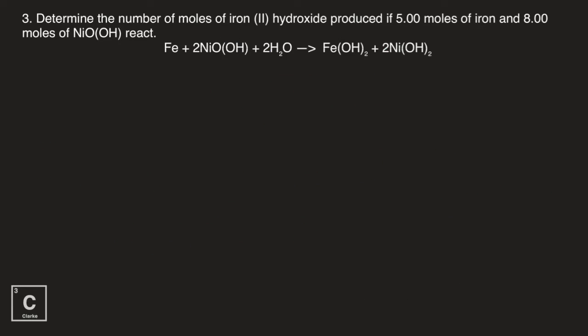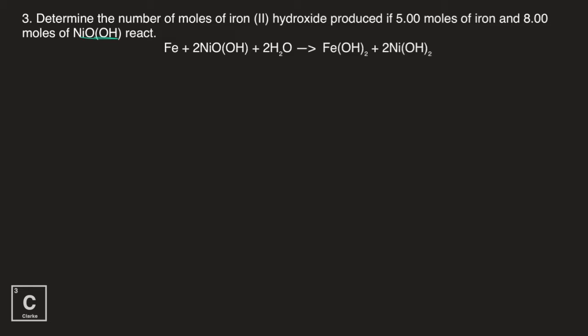Next question. Number 3. Determine the number of moles of iron 2 hydroxide produced if 5 moles of iron and 8 moles of nickel oxide hydroxide react. Y'all, I'm going to be real honest. I had to look up what this compound was, and it is called nickel oxide hydroxide. Okay, now I wanted to make sure and show you a problem like this because it requires way less work, and that normally freaks y'all out.